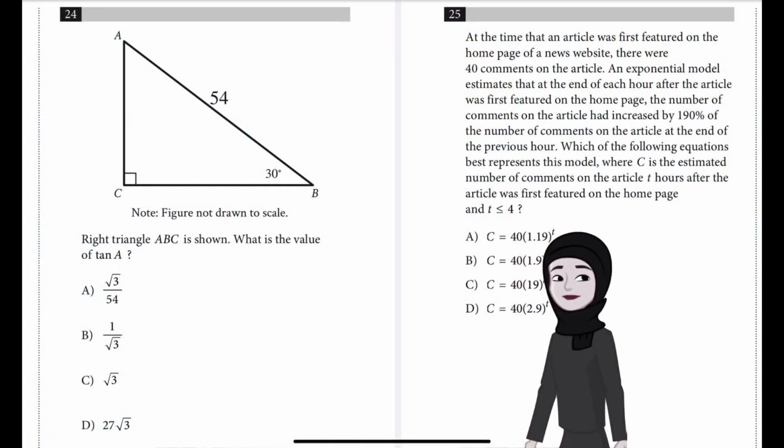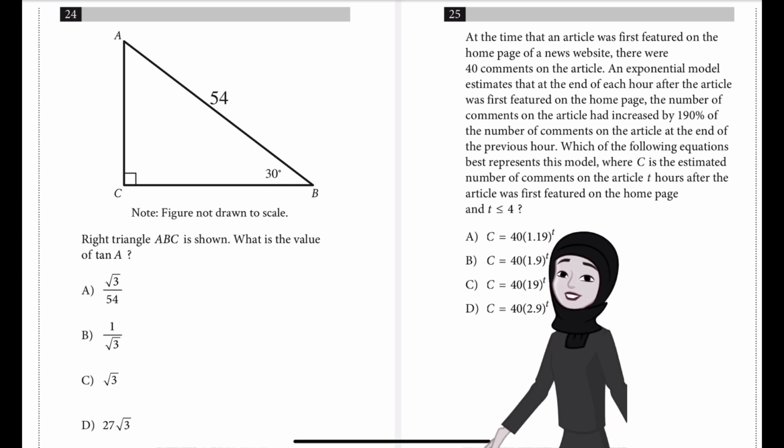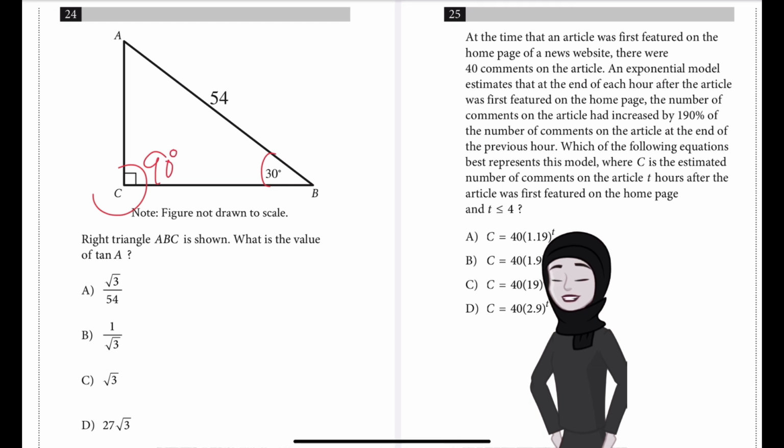Question number 24. So right triangle ABC is shown. What is the value of tan A? So in the triangle shown, we can see that angle B is 30 degrees and angle C is a right angle, which means that it has a measure of 90 degrees. So C is 90 degrees.